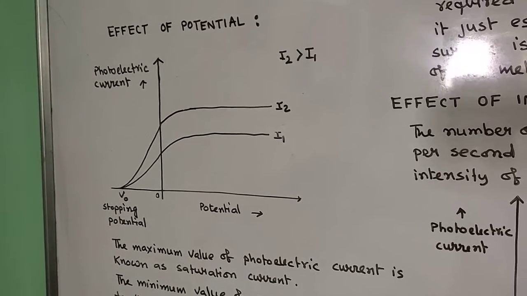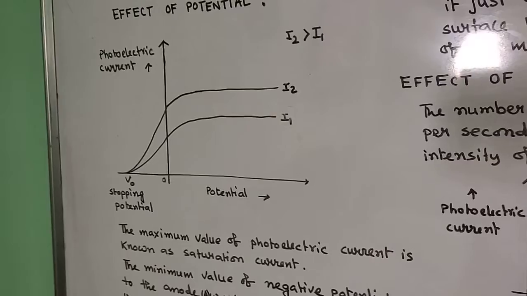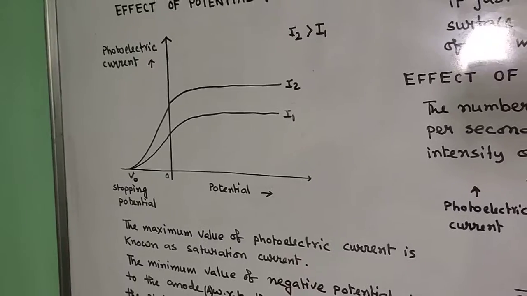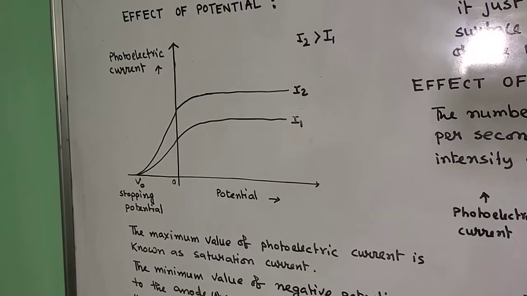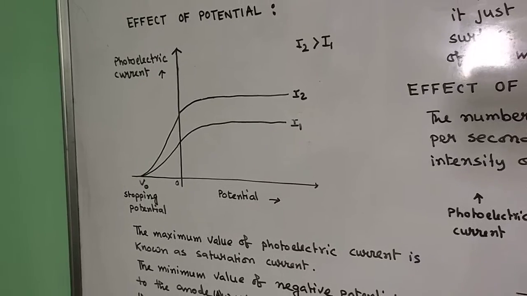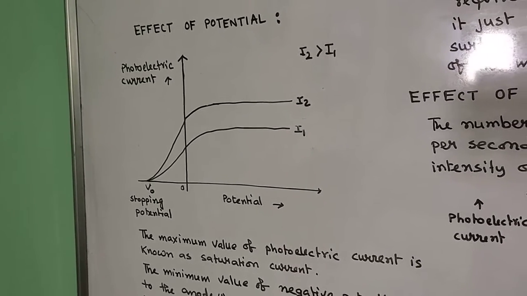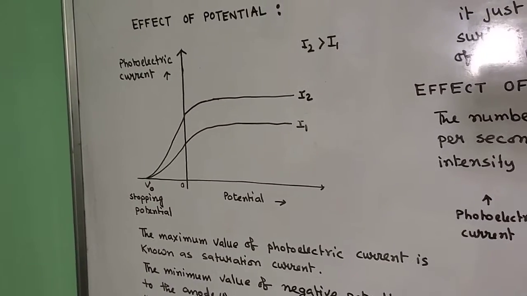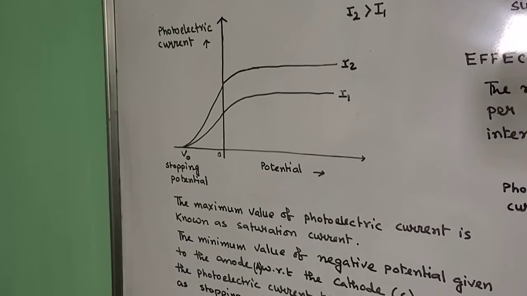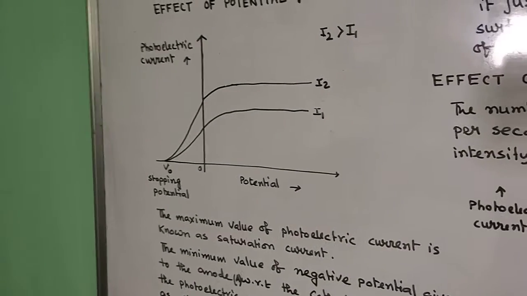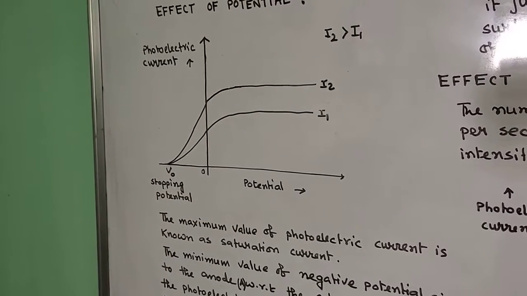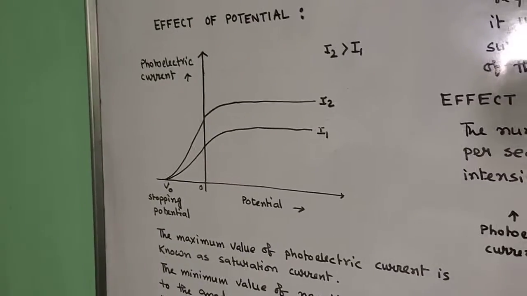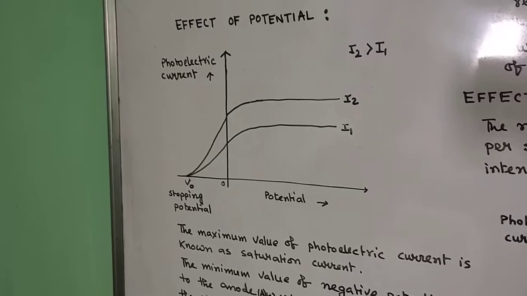And I1 and I2 are intensities of light. Two graphs are shown here with two different intensities, but the same energy of the incident light. In both cases the source has the same amount of energy as the incident radiation. So what happened is that intensity I2 is more than I1, so there will be more saturation current for I2 than for I1. But the stopping potential is the same, because we are not supposed to change the source, or the energy of the incident radiation. We are keeping the energy the same, but increasing the intensity, so we are getting more saturation current.